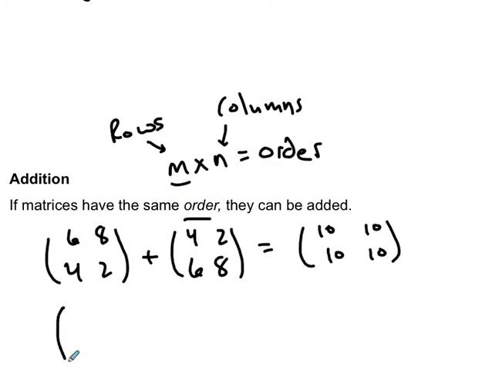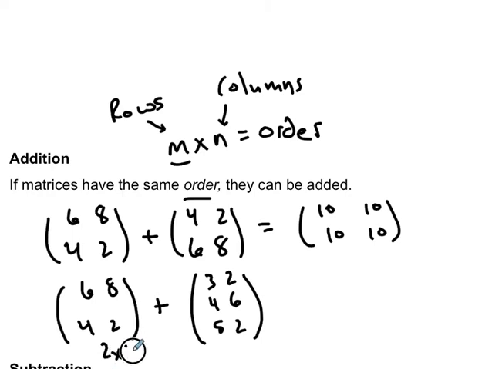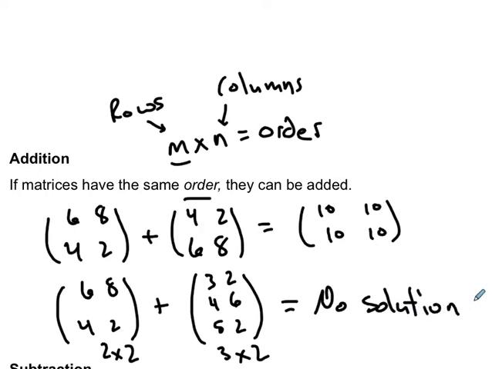Now note that if I have a 6, 8, 4, and 2 matrix here, and I add it to, let's say, a 3 by 2, so 3 rows, 4, 6, 5, and 2, 3 rows and 2 columns. The order here is different. This is a 2 by 2 matrix. This one right here is 3 by 2, so there are 3 rows and 2 columns. Because they cannot have the same order, there is no solution. You cannot add those two together. Okay.